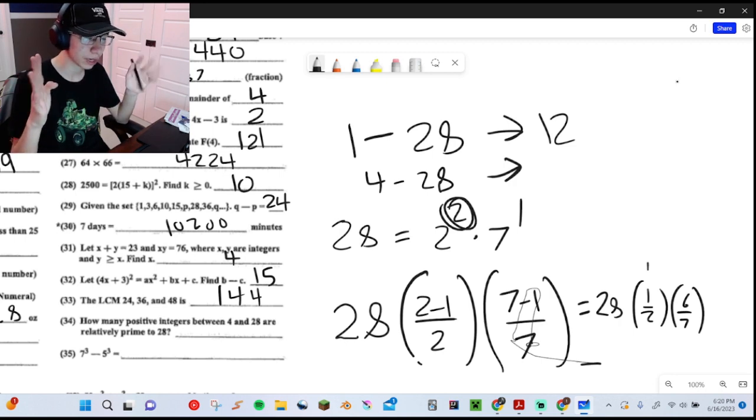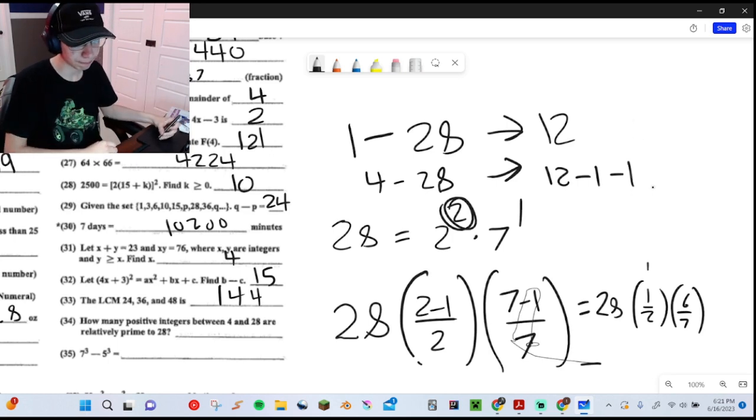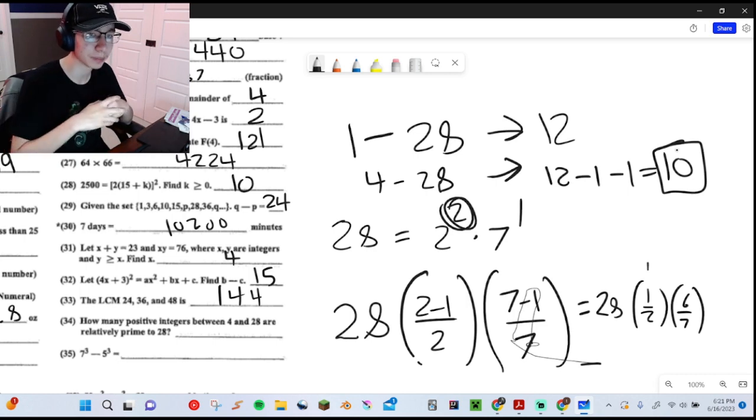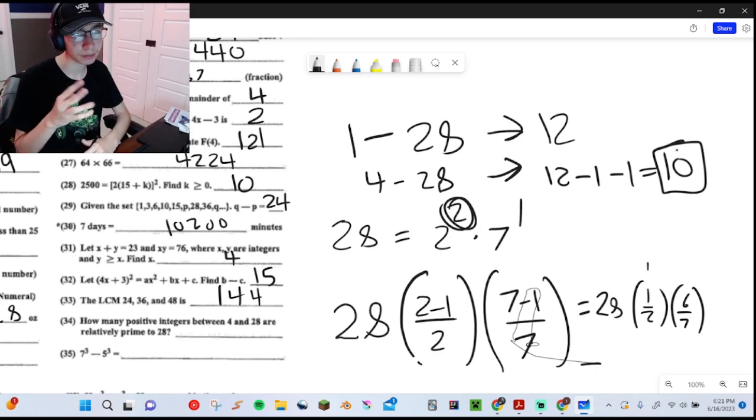1 is always relatively prime, so I gotta get rid of that because it's not in range. 2 is not relatively prime because it's a factor of 28. 3 is relatively prime though, so I gotta subtract that because it also doesn't fall in that range of 4 to 28. And then that's it. The answer I get is 10. There are 12 numbers between 1 and 28, but only 10 numbers between 4 and 28 are relatively prime.